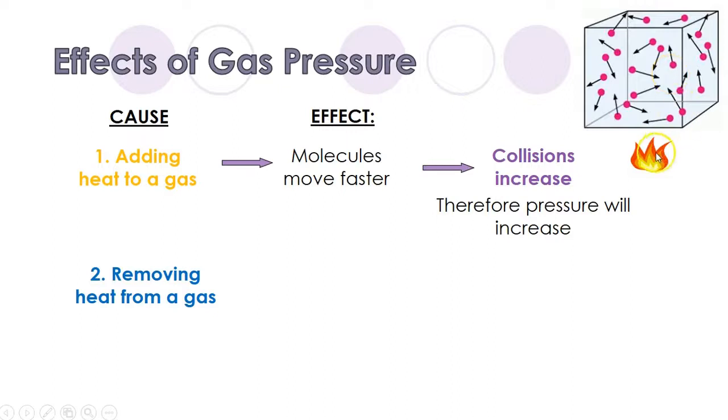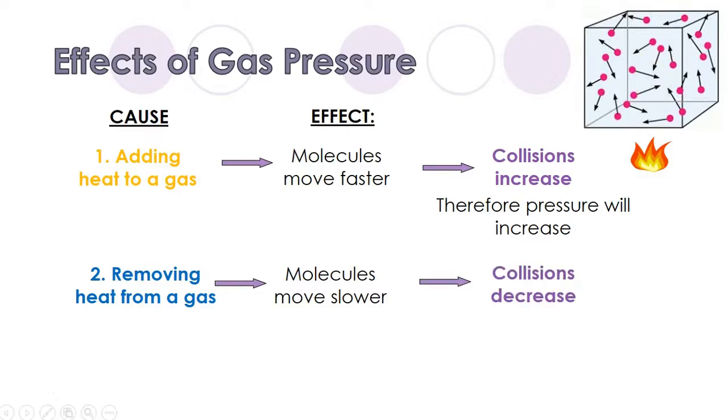What happens now if we remove heat from the gas? All right, so we're lowering the temperature now. The particles are already kind of heated up from the first part. But if we lower the heat, the particles now are moving slower. Because they're moving slower, the collisions against the walls of the container are going to decrease. Because we have less collisions, we're going to have a lower pressure.